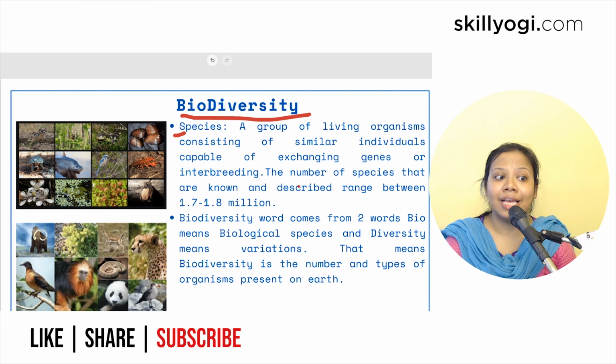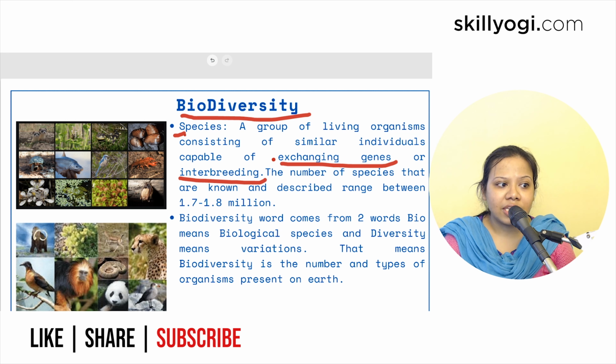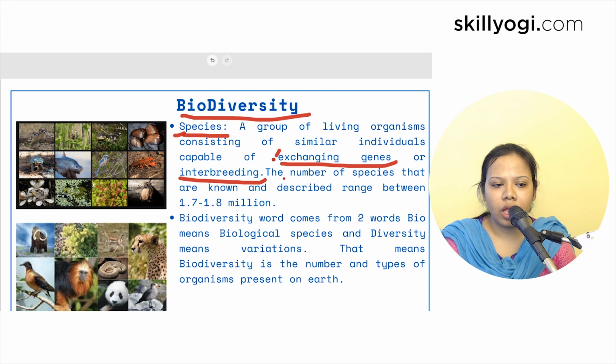What is a species? Species are those which are capable of exchanging genes and interbreeding. This is the main keyword, the definition of species. When you write it, you have to write this: exchanging genes and interbreeding. And in our world there are 1.7 to 1.8 million types of species present.